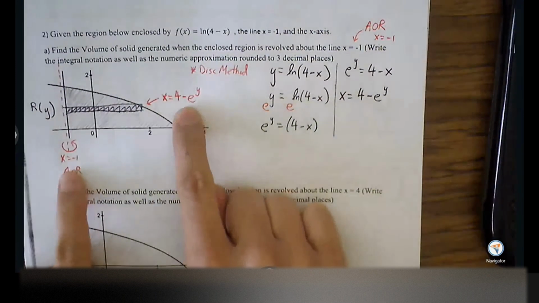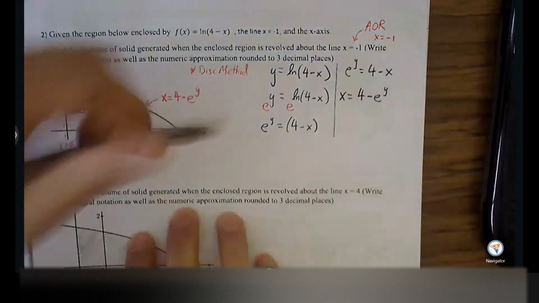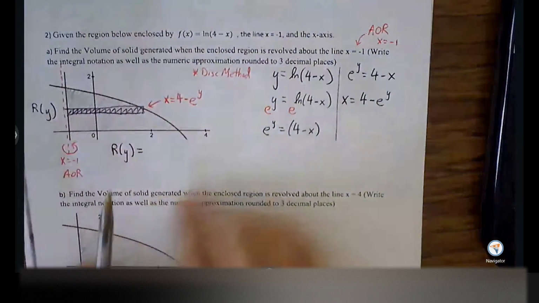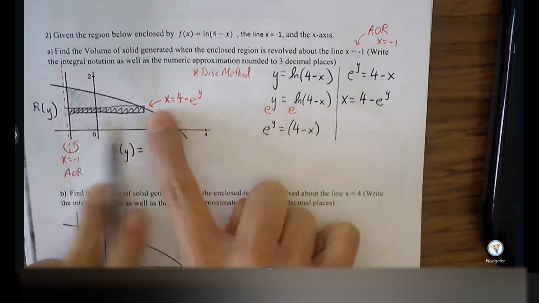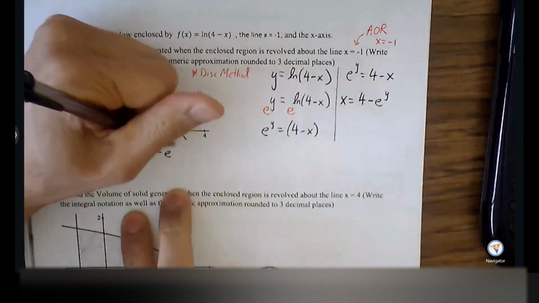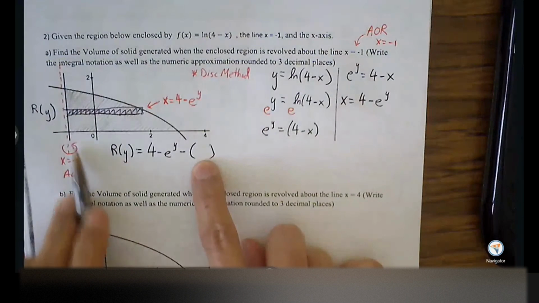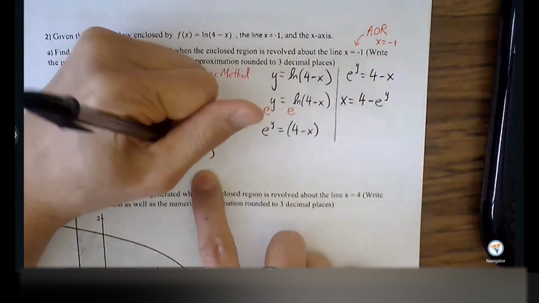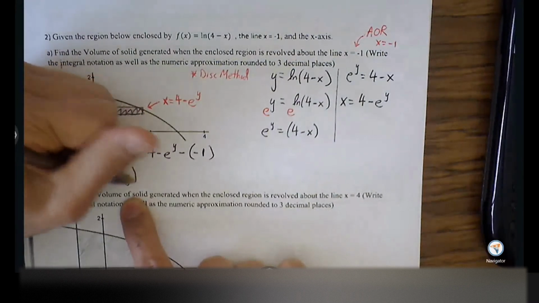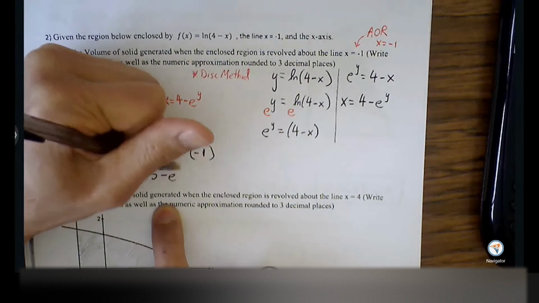All right, I think we have everything that we need to build our radius here. Big R, right minus left. Right is the 4 minus e to the y. Minus the left. Left endpoint is the -1. Combine some like terms there. I get 4 plus 1, which is 5, so 5 minus e to the y.